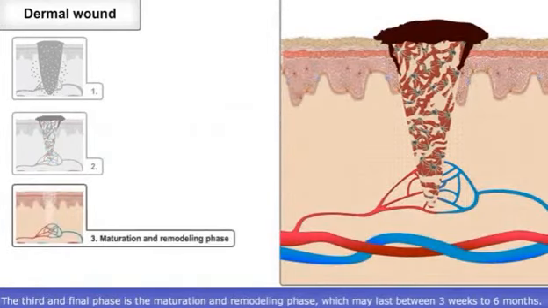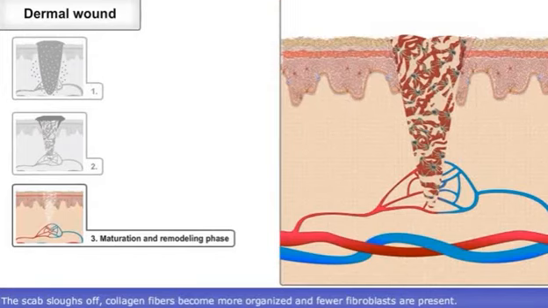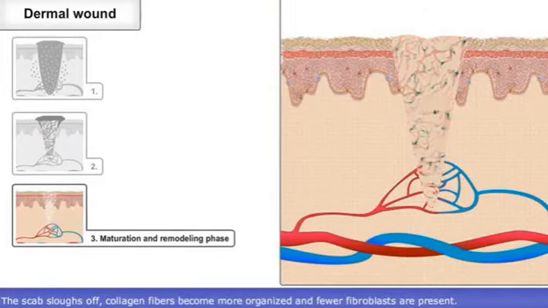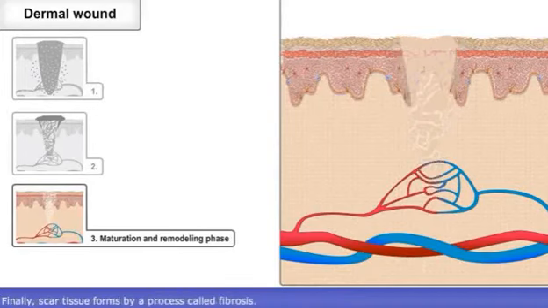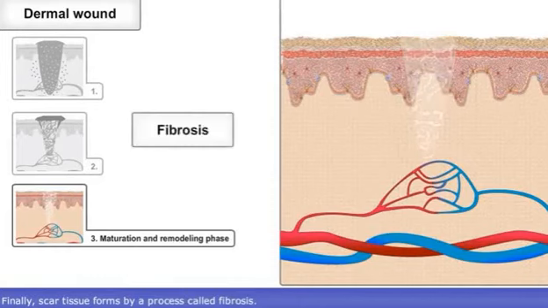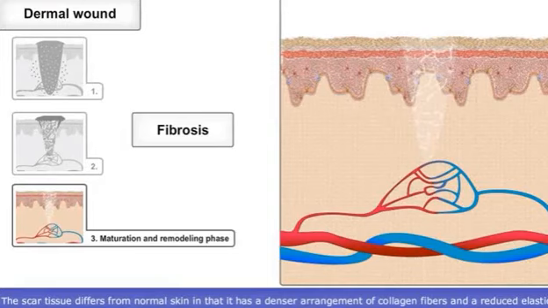The third and final phase is the maturation and remodeling phase, which may last between 3 weeks to 6 months. The scab sloughs off, collagen fibers become more organized, and fewer fibroblasts are present. The blood vessels are restored to normal. Finally, scar tissue forms by a process called fibrosis. The scar tissue differs from normal skin in that it has a denser arrangement of collagen fibers and a reduced elasticity.